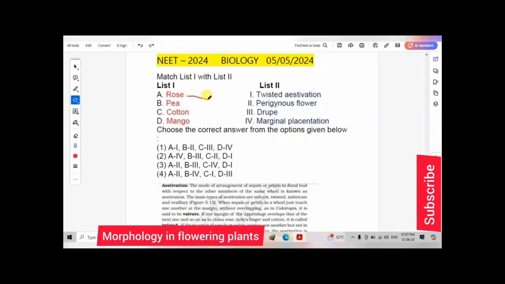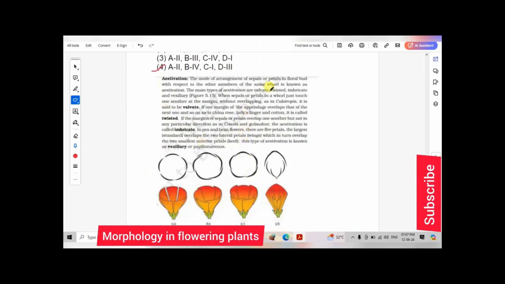Rose is a perigynous flower based on floral arrangements. Pea plant has marginal placentation in the arrangement of seeds and ovules. Cotton has twisted aestivation. You can see below. Mango is a drupe, we know this. So option 4, 2413, and below are the NCERT lines from the chapter known as Morphology.